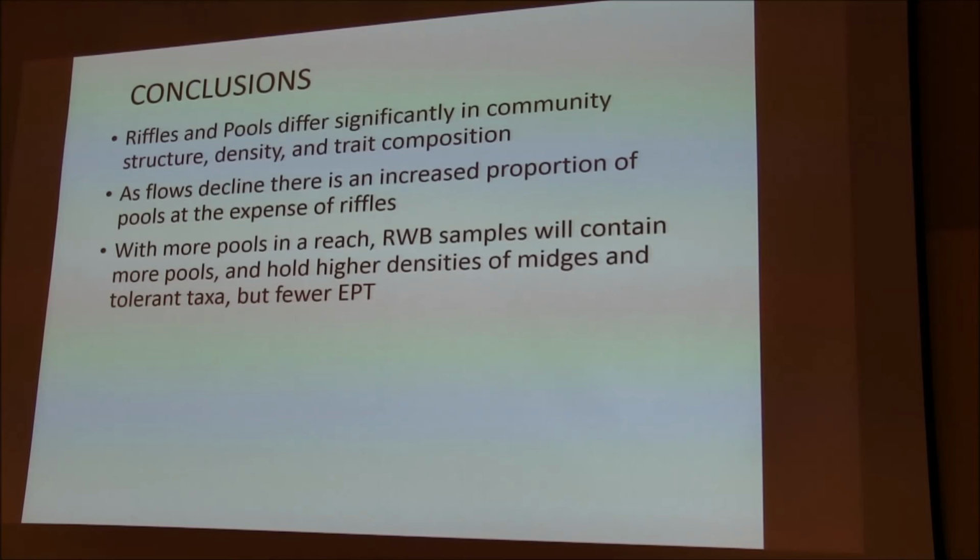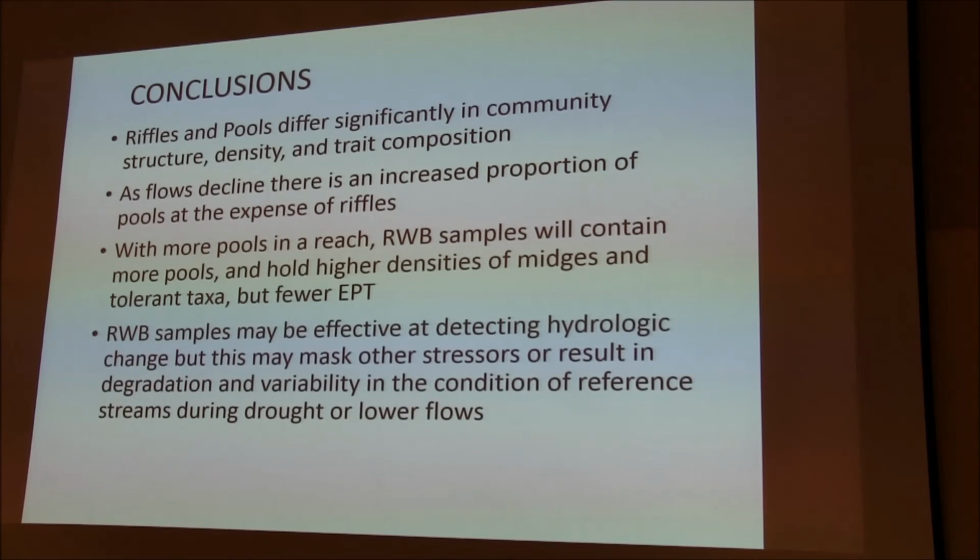So with more pools in a reach, the reachwide benthos samples are going to contain more of those pools, and those are going to hold higher densities of midges and tolerant taxa, but fewer EPT, and that's going to be changing the structure of those communities. And we need to be thinking about how we can use that data to interpret and detect hydrologic change, but we also need to be cautious about how we then interpret degradation that may result from other kinds of stressors that are operating in the system.